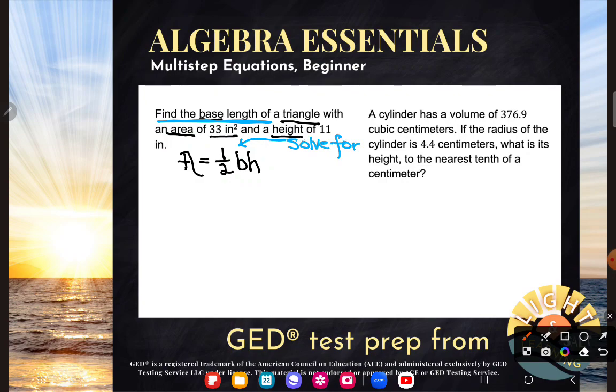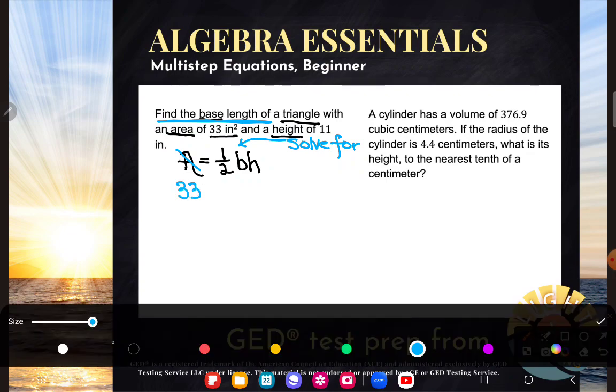But what do I know? It says we have an area of 33 inches. So I know the area. Instead of having an A in the equation, I'm going to have the known value 33. Now don't drop your equal sign and don't lose any numbers. 1/2 was in the original formula, the original equation. It needs to be in your substitution step as well.